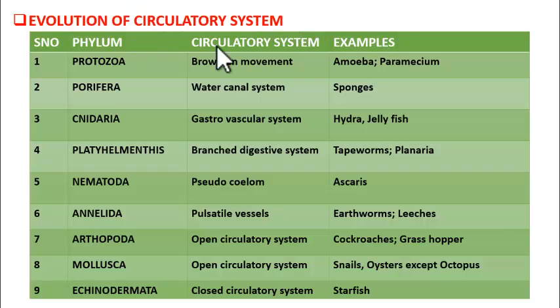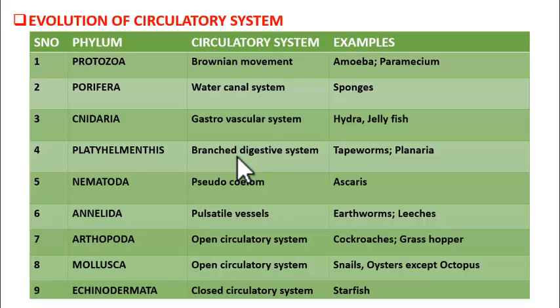Now student, this system of circulation actually made its appearance for the first time from the phylum Annelida onwards. Before Annelida, there was no distinct circulatory system in the organisms.